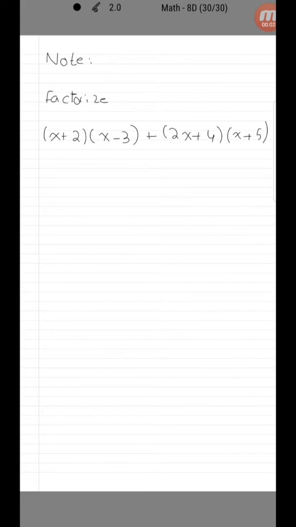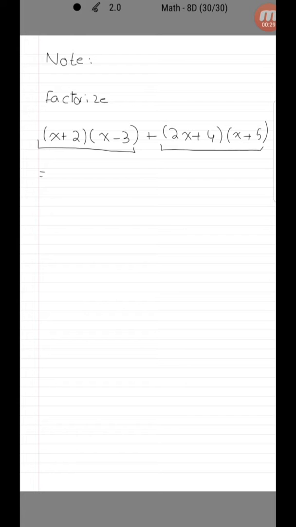Okay guys, now I'm going to continue explaining. I'm going to explain a small note. Suppose I have the following expression that I need to factorize: x plus 2, x minus 3, plus 2x plus 4, x plus 5. So I need to find a common factor between the two terms, between this term and this term.